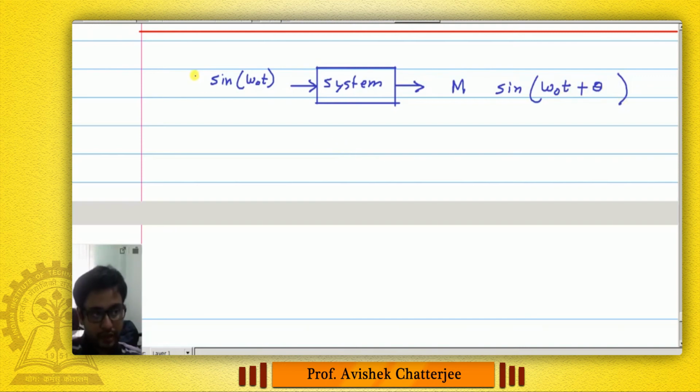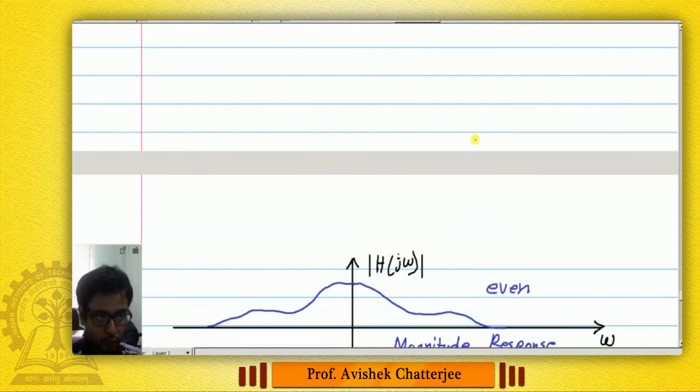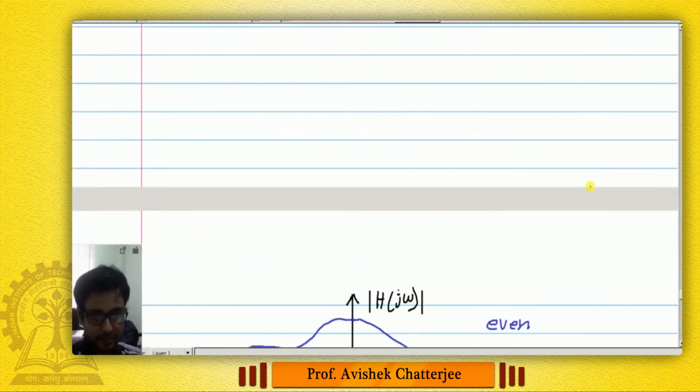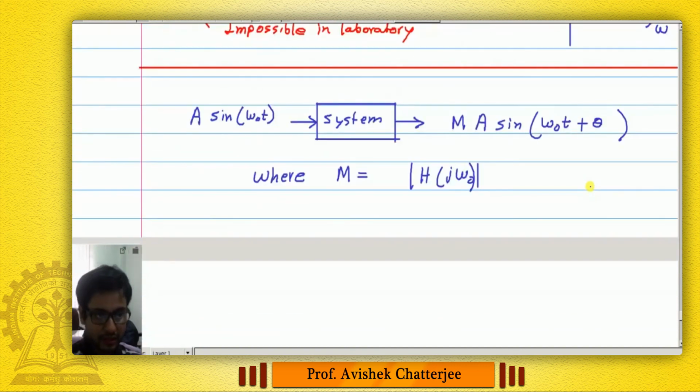If you give a sine omega naught t as the input, the output will be m into a sine omega naught t plus theta, where we know theoretically m is equal to the magnitude of H of j omega naught, and theta is the angle of H of j omega naught.